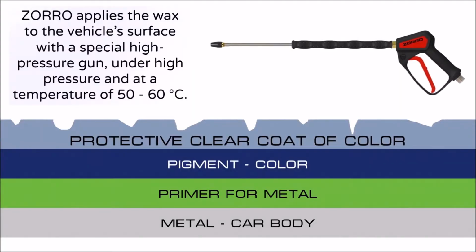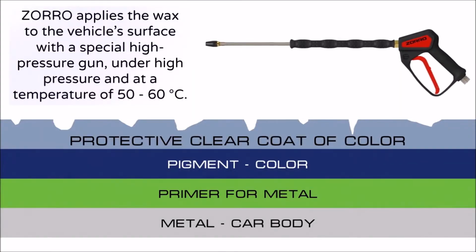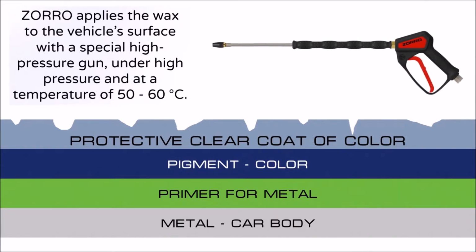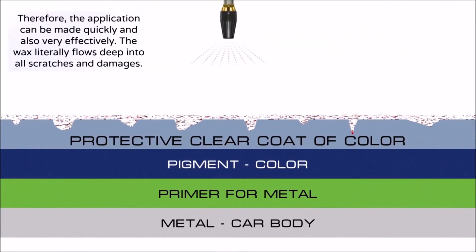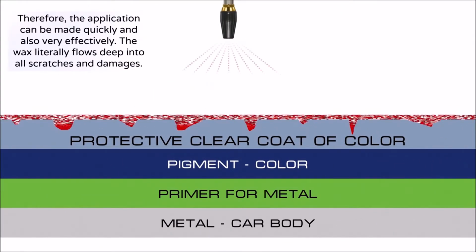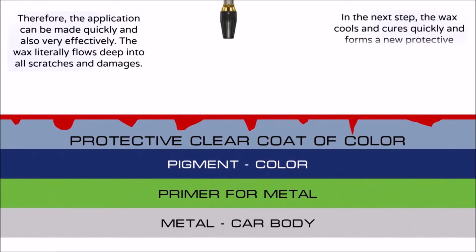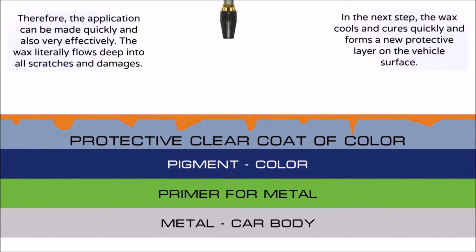Zorro applies the wax to the vehicle's surface with a special high-pressure gun, under high pressure, and at a temperature of 50 to 60 degrees Celsius. Therefore, the application can be made quickly and also very effectively. The wax literally flows deep into all scratches and damages. In the next step, the wax cools and cures quickly and forms a new protective layer on the vehicle surface.